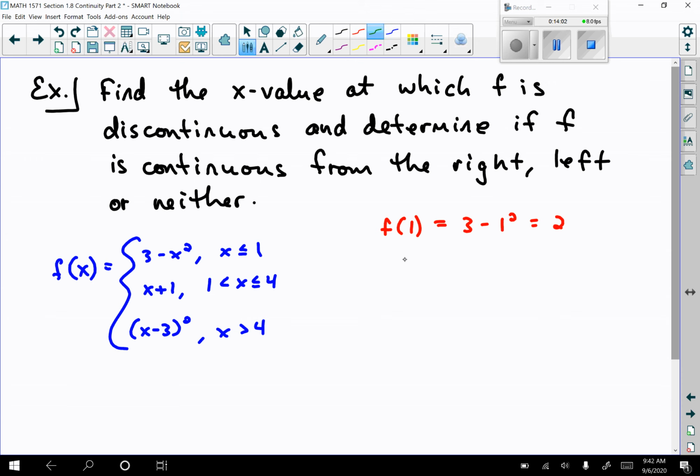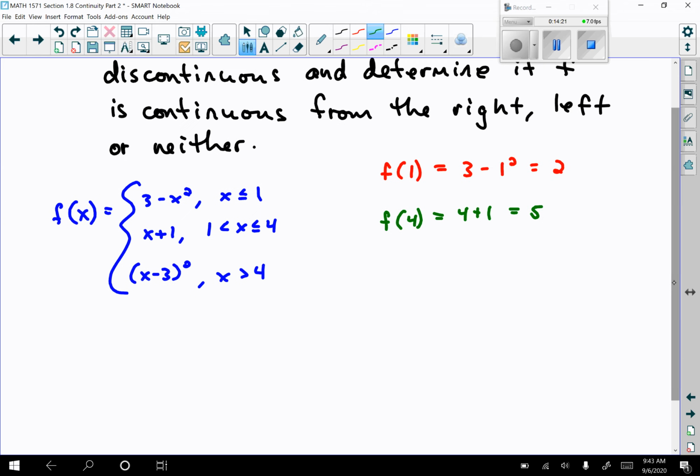So f of 1 exists, and it is equal to 2. Our next special number here is 4. So f of 4, I'm going to use the middle one because that's where x is also equal to 4. So we're just going to get 4 plus 1, which is equal to 5. So we know what the f of c, in this case 1 and 4, are going to be.